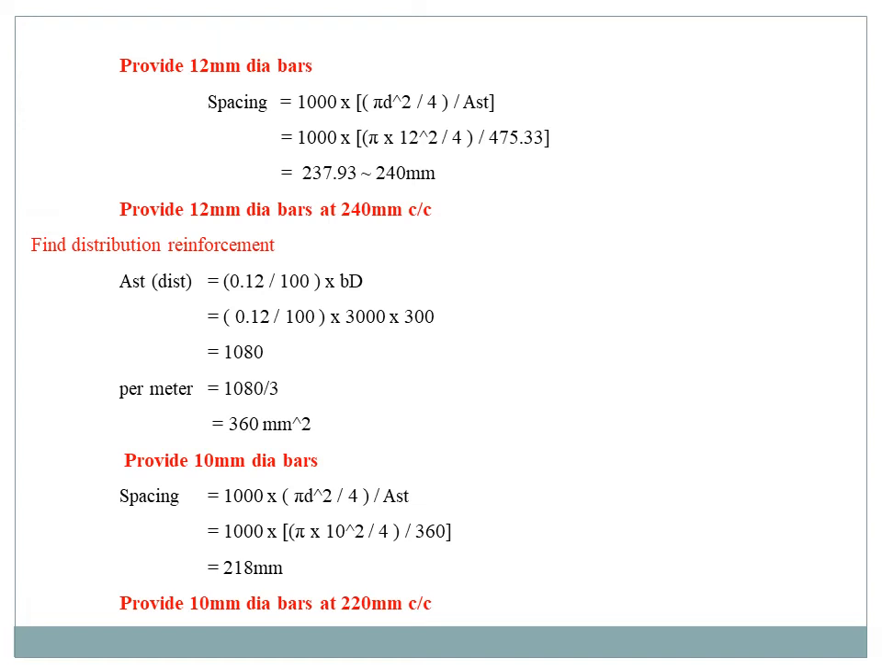So again for the minimum reinforcement, we find the spacing value. So provide 10 mm dia bars, spacing is equal to 1000 into pi by d square by 4. This is our formula. Then d is equal to 10 mm, we can assume that. So apply that. Then AST is equal to the minimum reinforcement value, 360 mm square. So spacing is equal to 218 mm, which is rounded off to 220 mm. So provide 10 mm dia bars at 220 mm center to center distance.